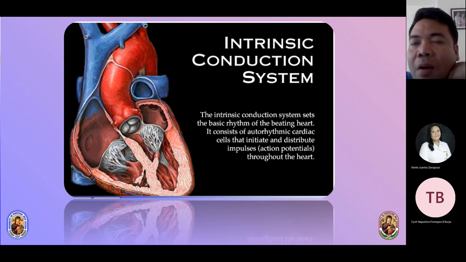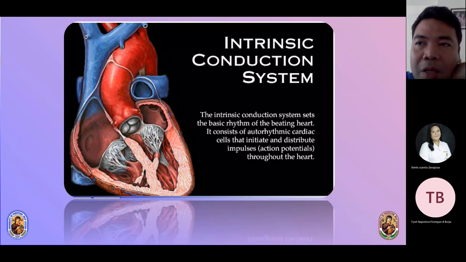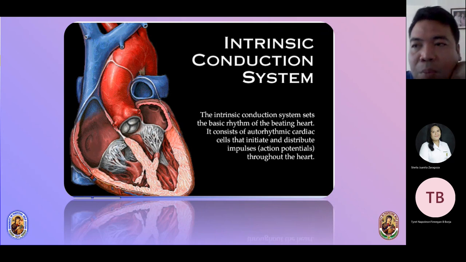Unlike our skeletal muscles, wherein when the nerve supply is cut, like the biceps brachii, pag pinutol mo ang musculocutaneous nerve, the biceps brachii will be paralyzed, will lose its tone, because action potentials that make the biceps brachii contract dumadaan sa musculocutaneous nerve. For example, sa lower extremity, your quadriceps, it's through the femoral nerve. So when you cut the femoral nerve, the quadriceps femoris will be paralyzed.